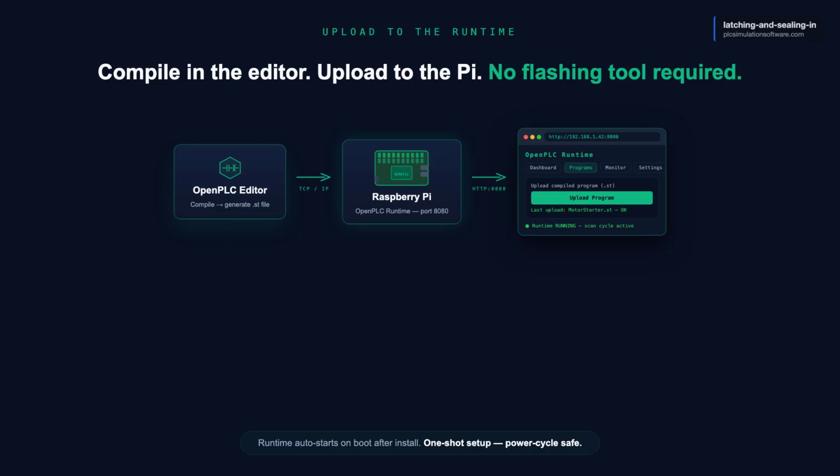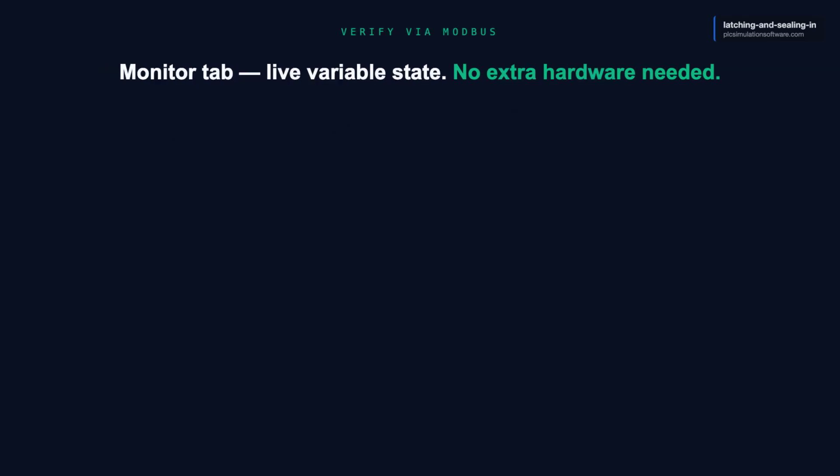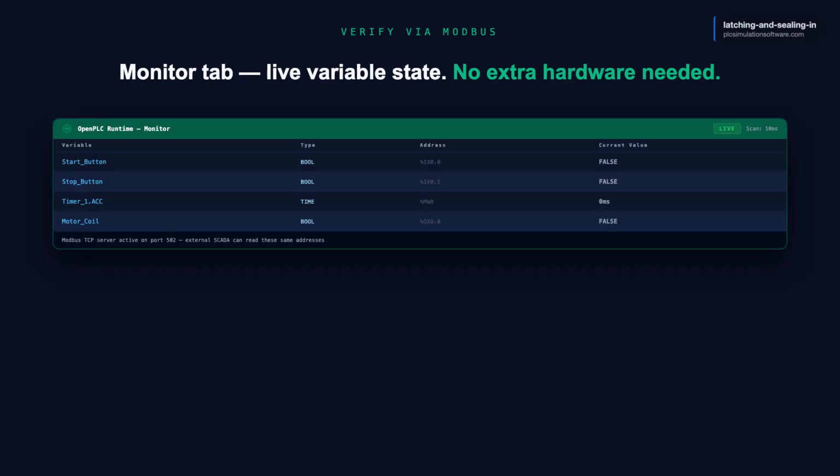Step 4 is verify the rung is doing what you expect. OpenPLC ships with a built-in Modbus slave on the runtime. The web interface includes a Modbus master view that shows every variable's current value in real time.